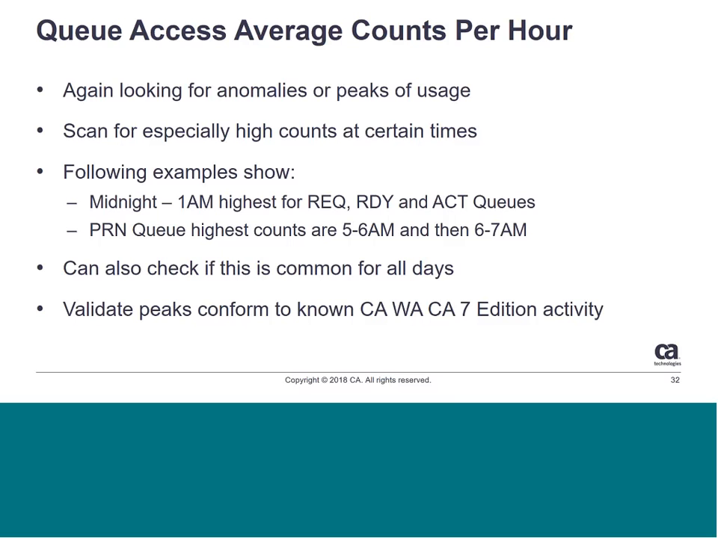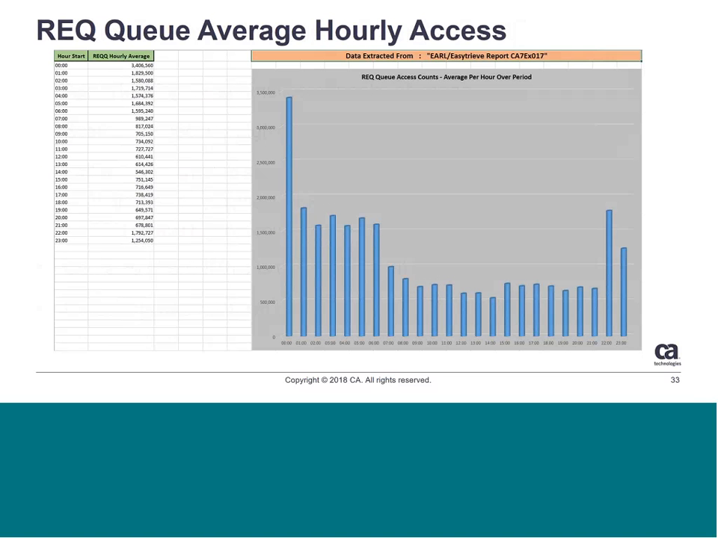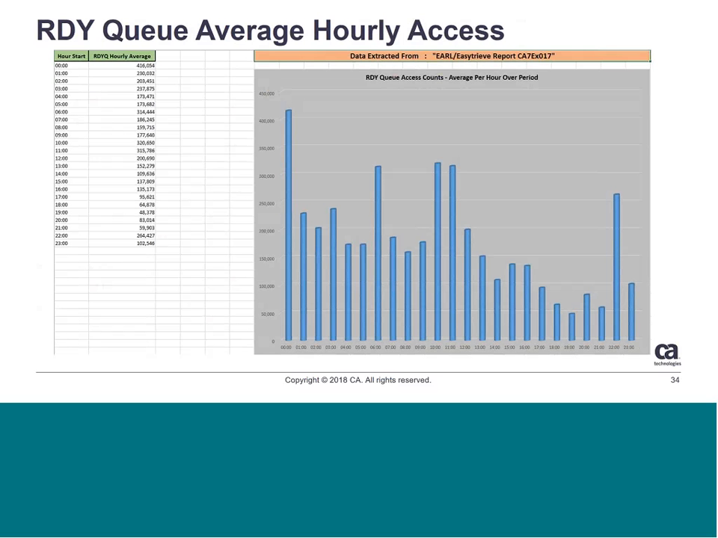Can you validate that the peaks and troughs you're seeing conform to your actual CA7 workload activity? So we're taking it here, and this is our request queue, a peak at midnight or 1 o'clock, again slightly lower peaks at 10 to 11, 11 to midnight, and that pretty much marries up with our peak loading that we looked at earlier. Similarly, ready queue, again higher peaks at midnight, but also fairly high peaks at 10 and 11 in the morning, 6 in the morning, and 10 at night.